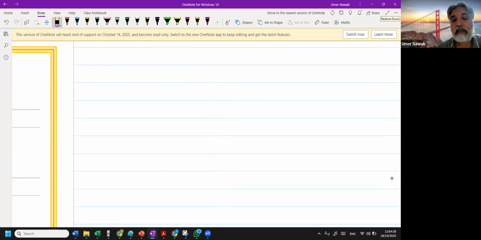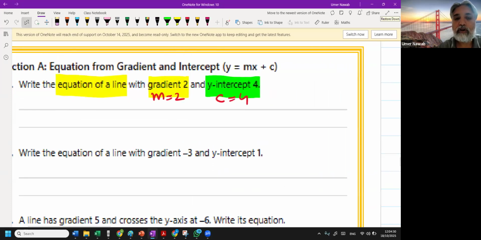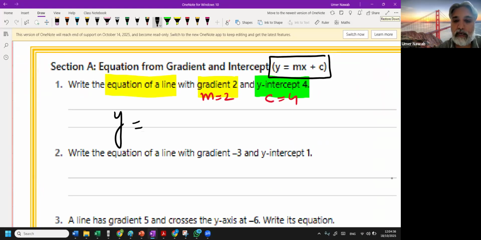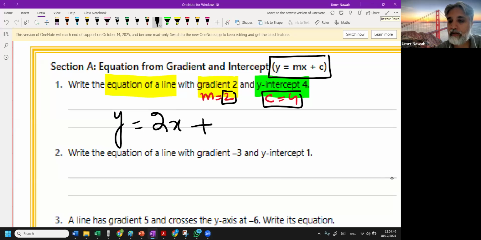I want to write the equation of the line. The equation of a line in this form is y is equal to mx plus c. My gradient is 2, so I'm going to write 2x. And what is my c? The y-intercept is 4. So y is equal to 2x plus 4 is the gradient-intercept form.